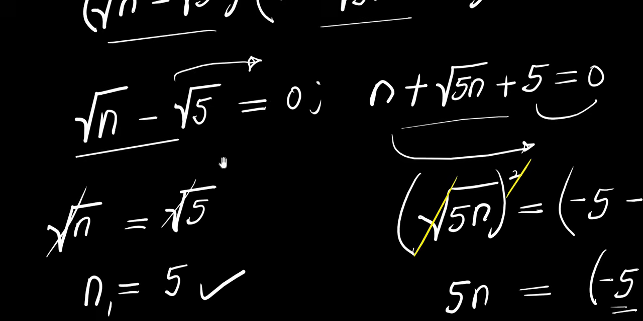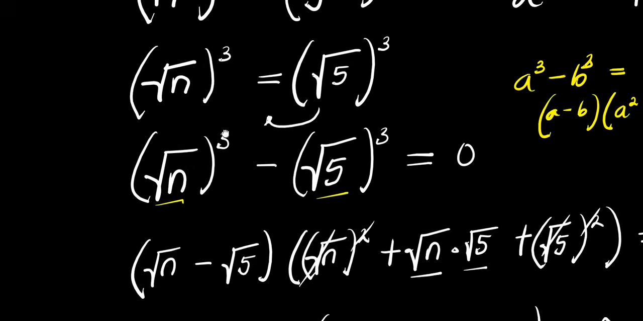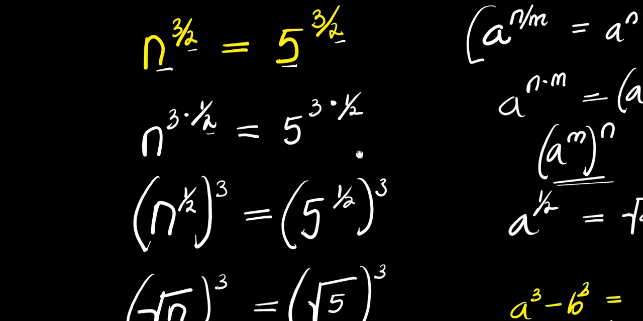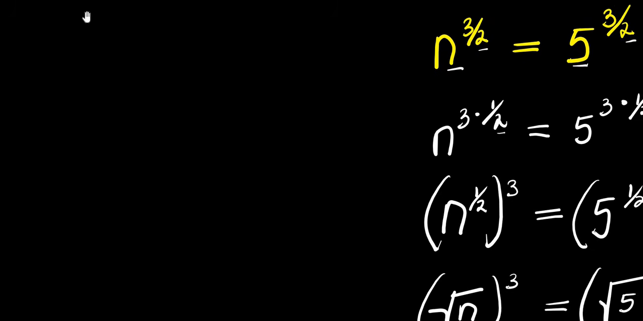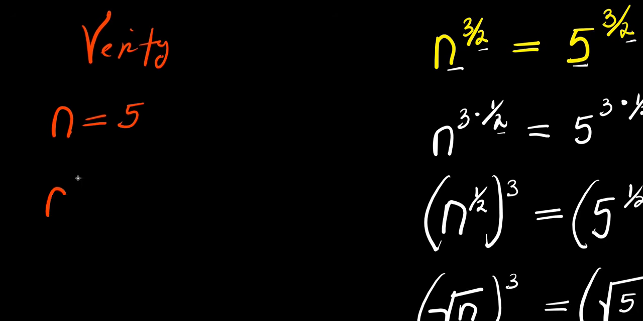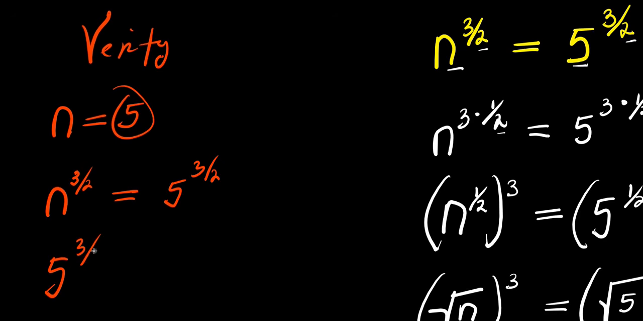We can use that particular value to verify. So let's go ahead and do that. We have n equals 5, n power 3 over 2 equals 5 power 3 over 2. Our n is 5. We have 5 power 3 over 2 equals 5 power 3 over 2.